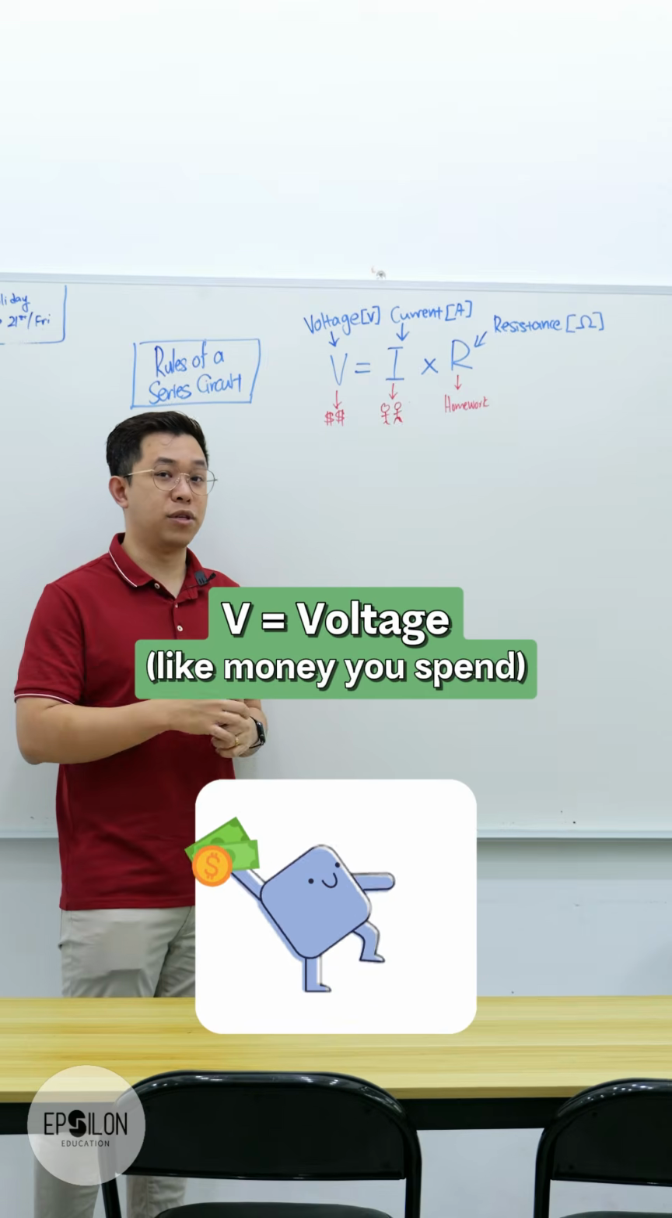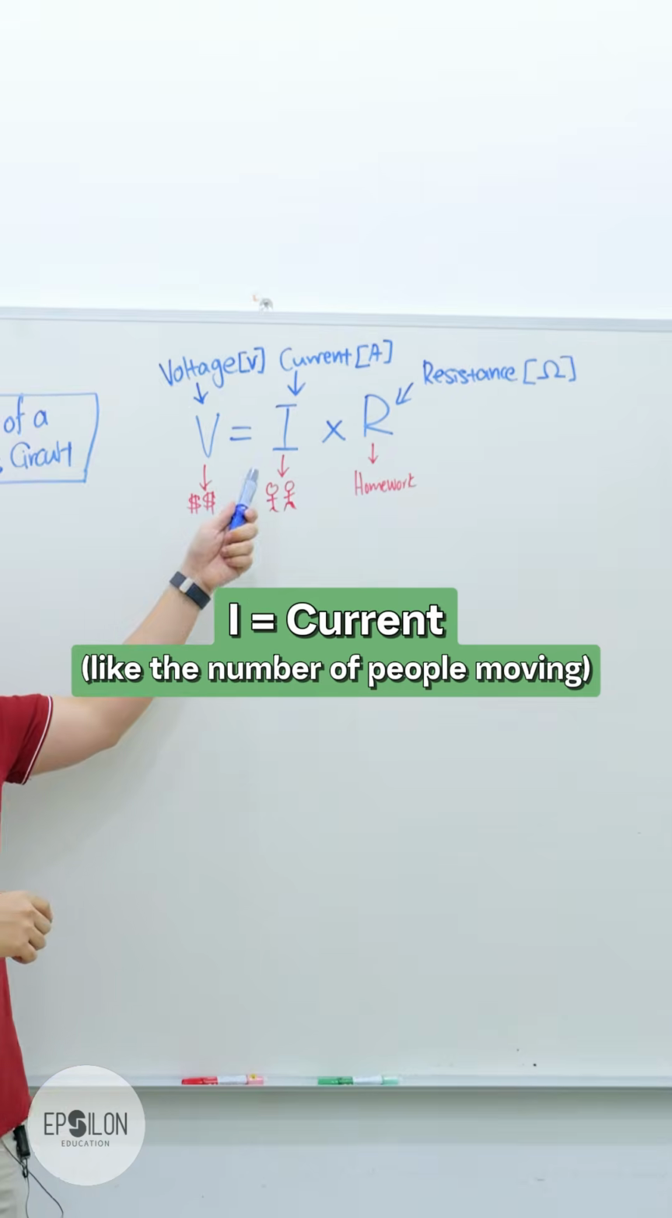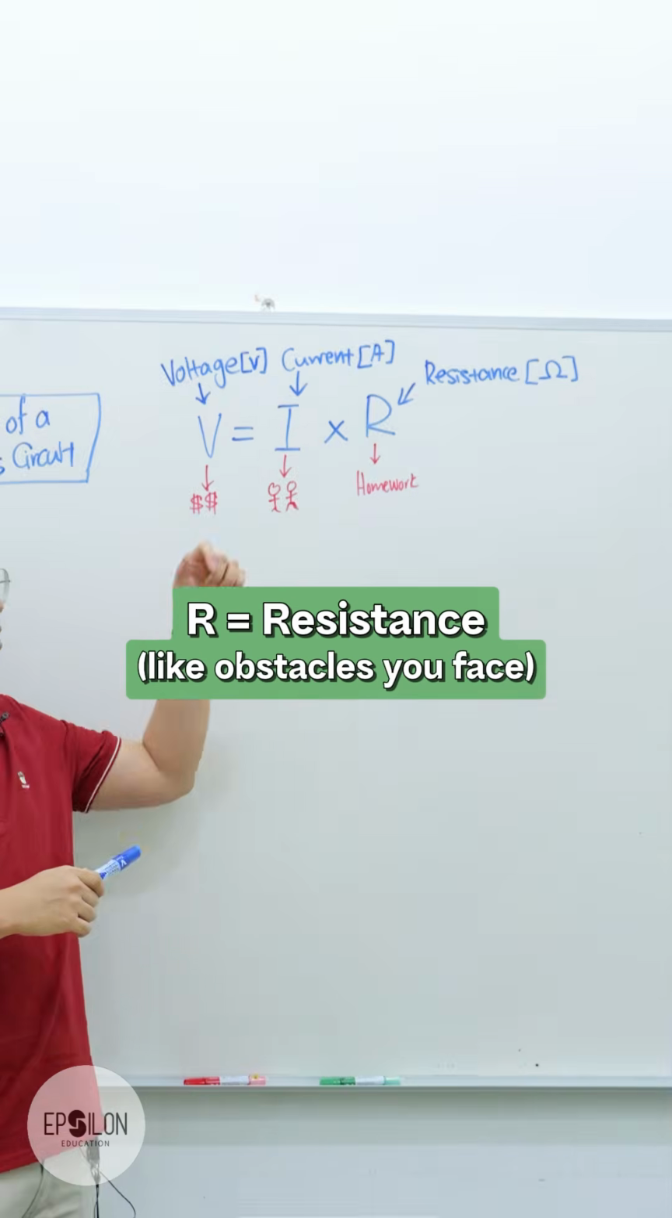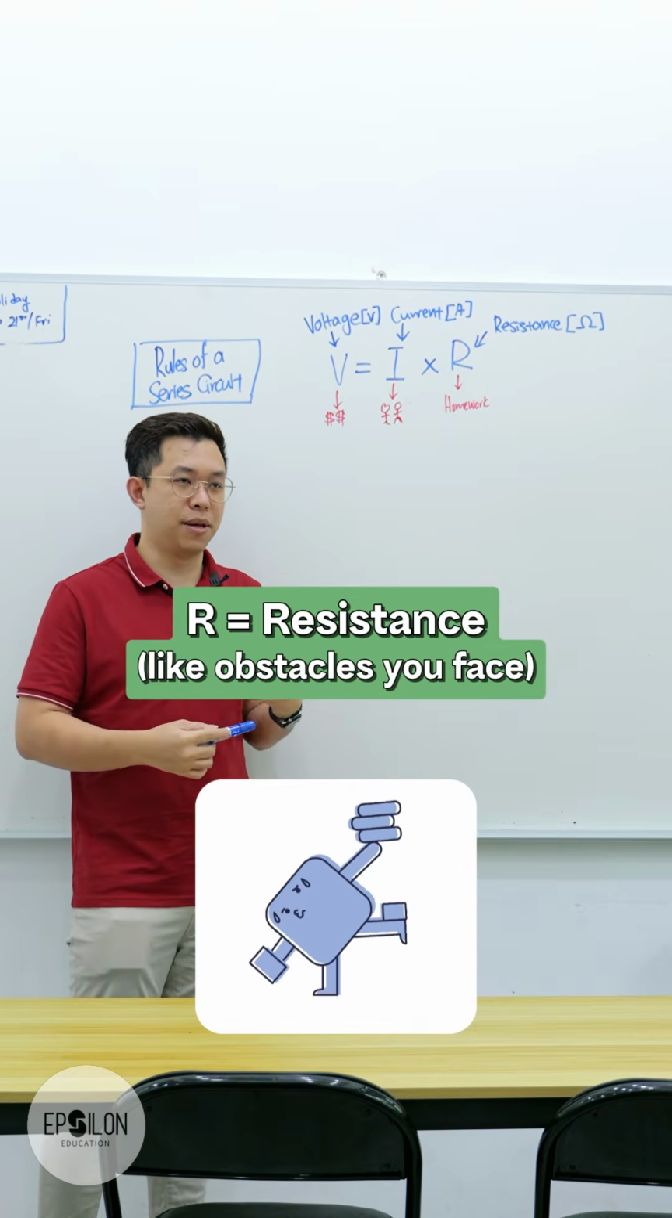V is actually something that we spend, right? We like to spend money. I represents kind of like the number of people or how fast people are moving. R, let's talk about it as something difficult, so something like your homework.